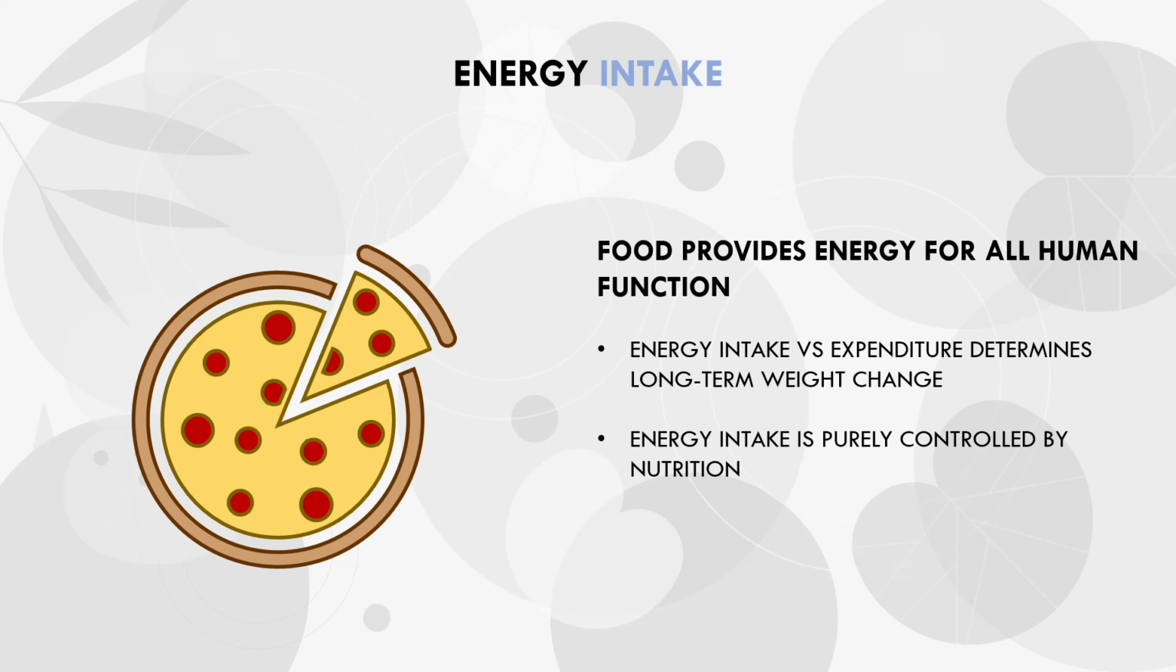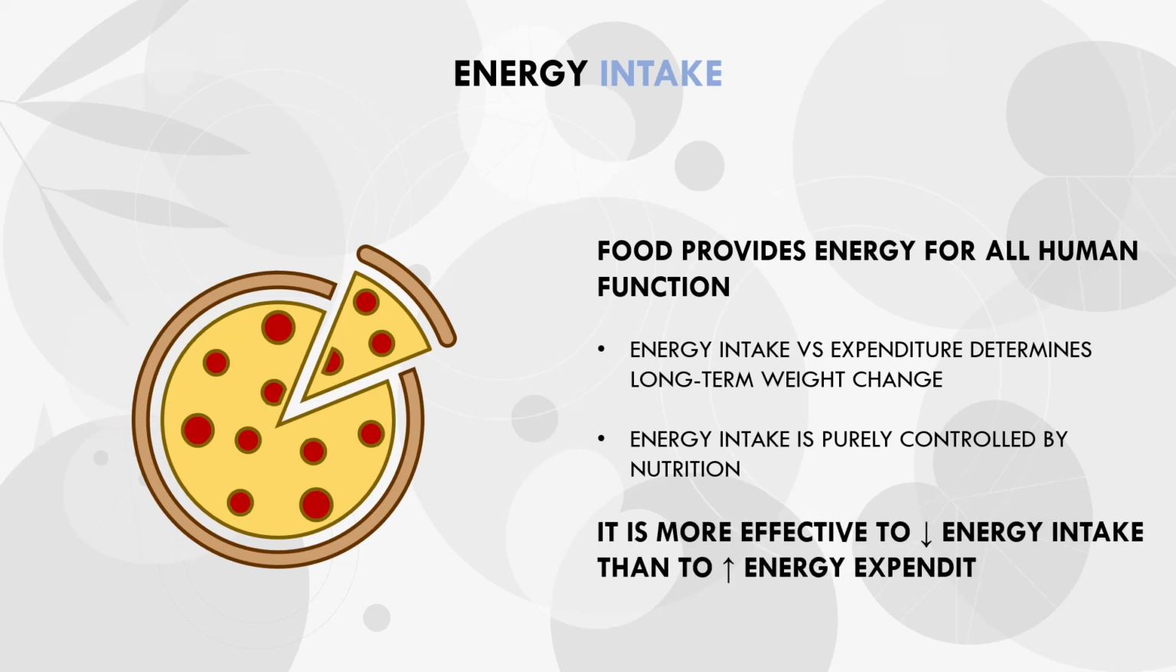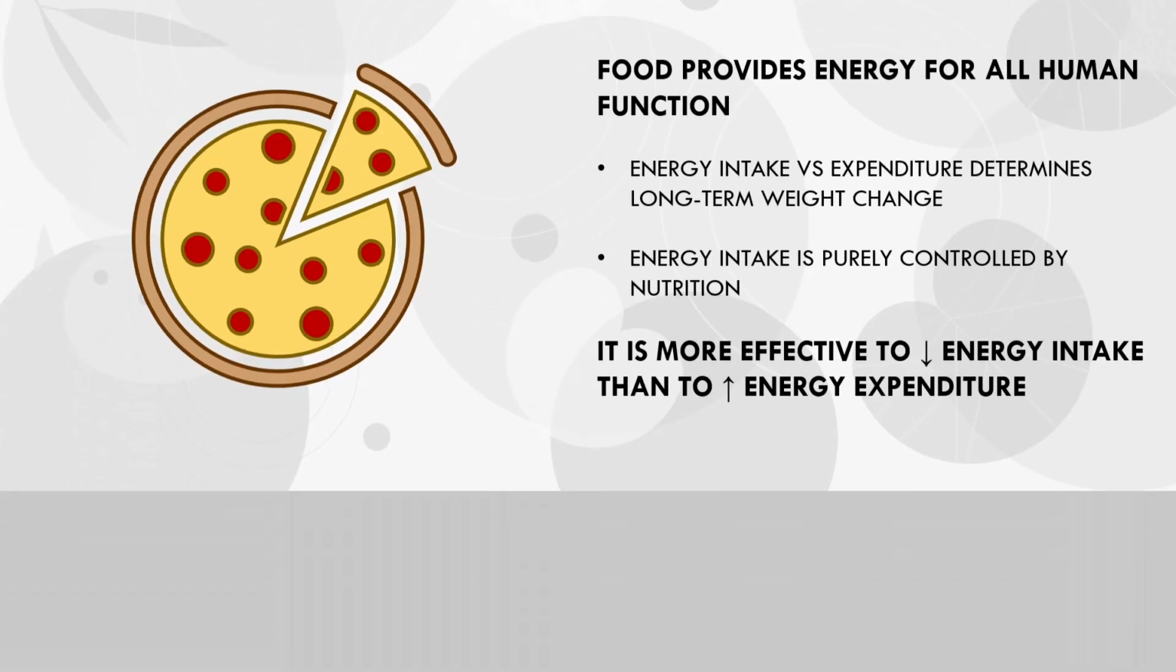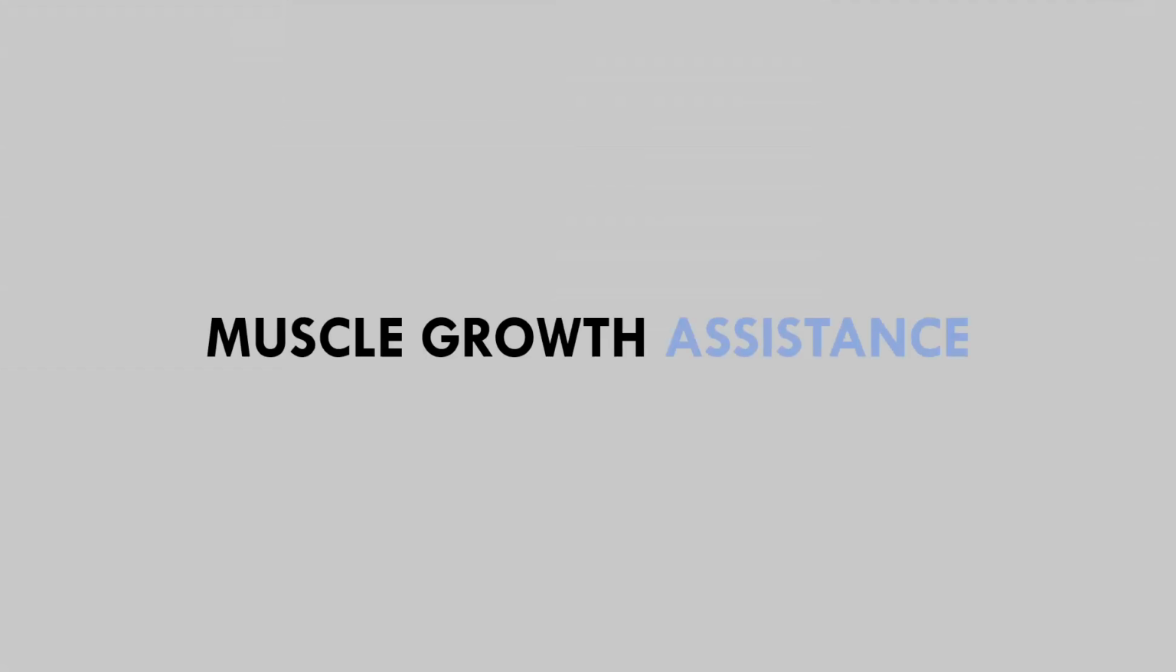Therefore, if our goal is to reduce body fat, this will require us to be in a calorie deficit for an extended period of time for significant fat loss to occur. While we can increase energy expenditure through exercise, it is a much less efficient process than reducing calorie intake. So if general physical activity levels are already quite high, then trainees are best off limiting calorie intake to achieve a calorie deficit. The other secondary role that nutrition can have for body composition is to assist muscle growth.